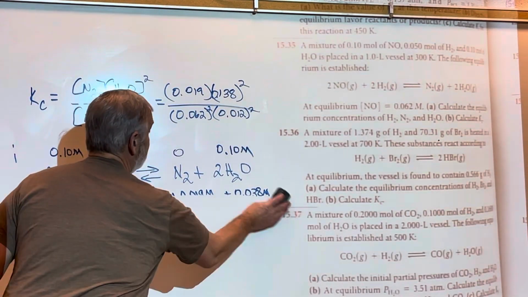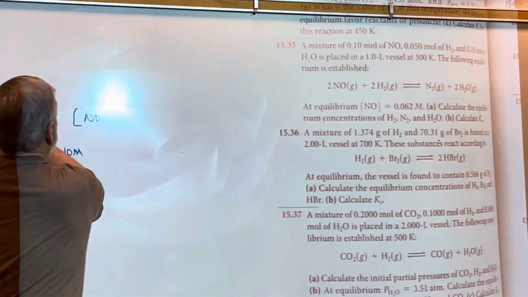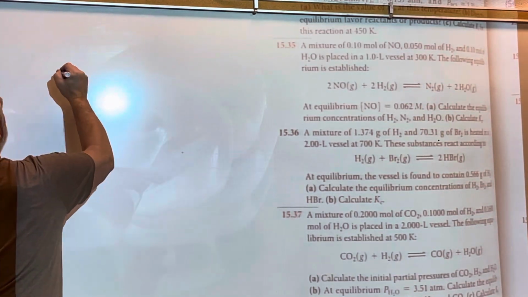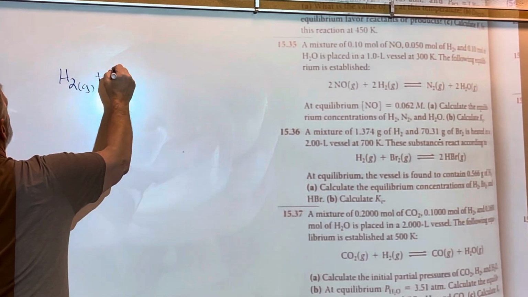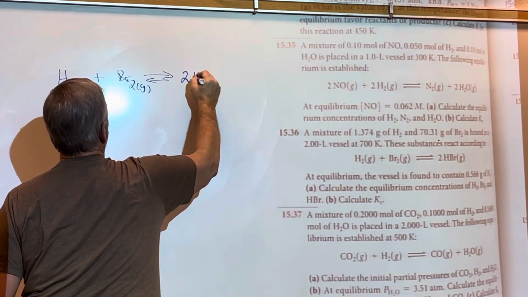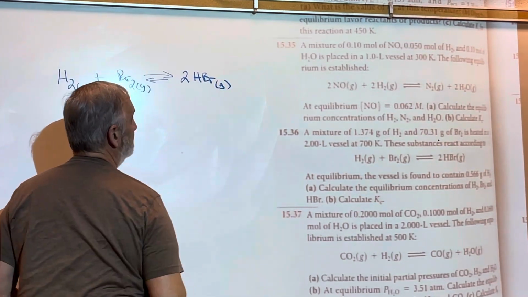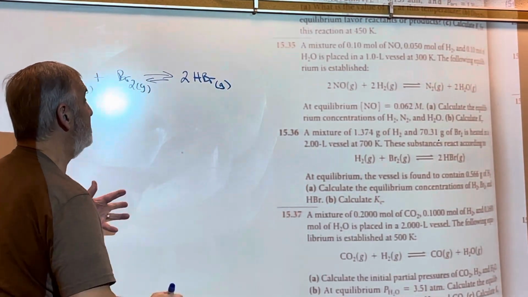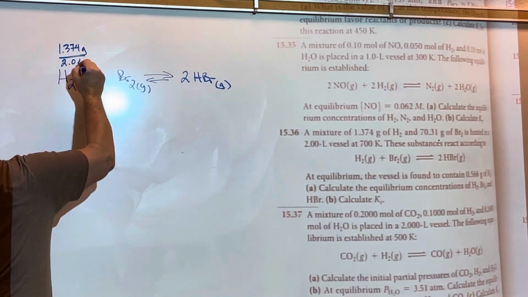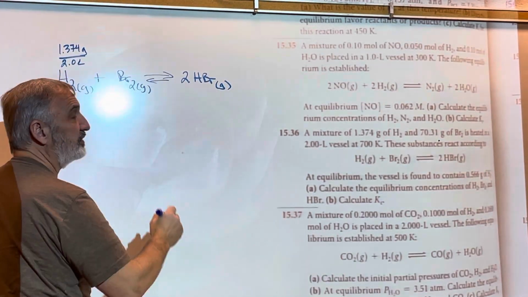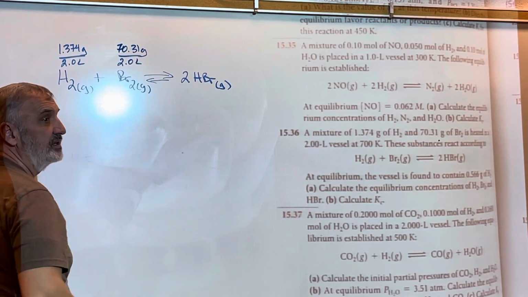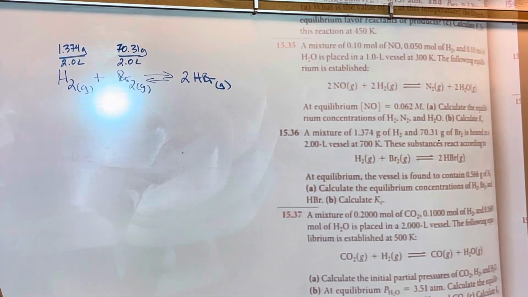All right, so let's look at number 36. 36 says we have H2 gas plus Br2 gas goes to 2HBr gas. But this time it says that the mixture is 1.374 grams in 2 liters, and the bromine is 70.31 grams in 2 liters.